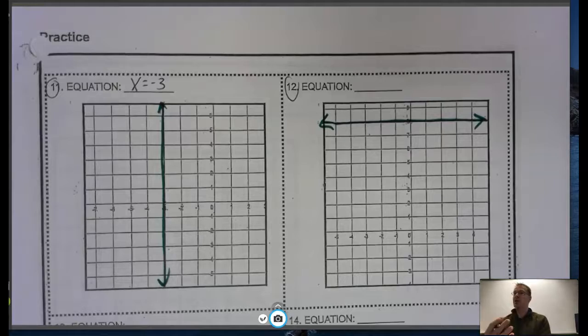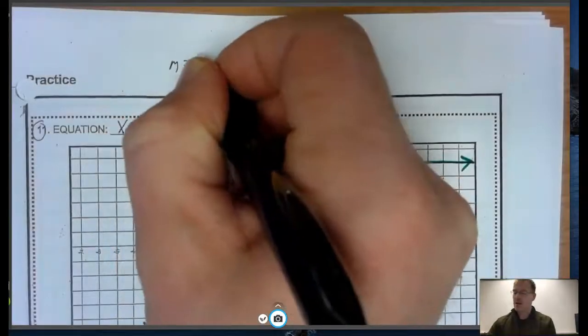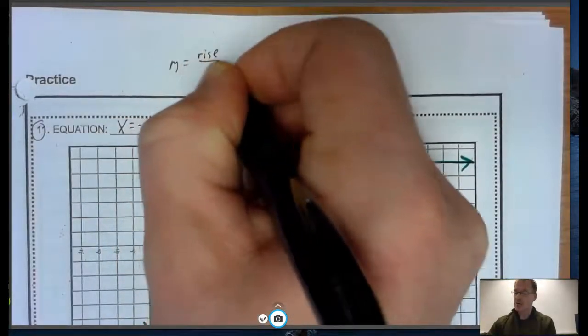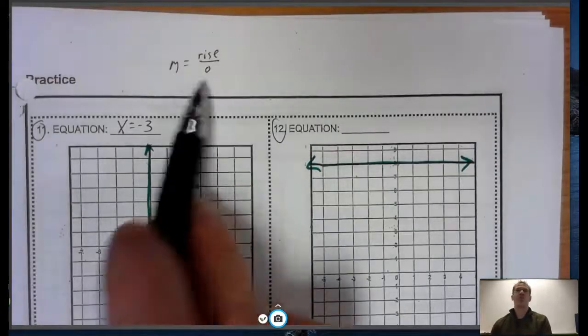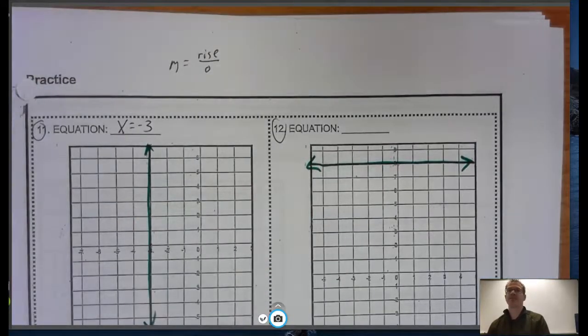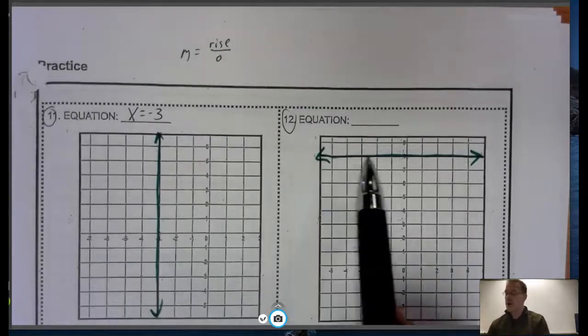Now, if it asks what the slope is, the slope of a vertical line is what we say is undefined. That is because there is no run. So we have a rise, we always have a rise, but there's no run. We're not going left or right, and we can't divide by 0, which is why we say that slope is undefined.